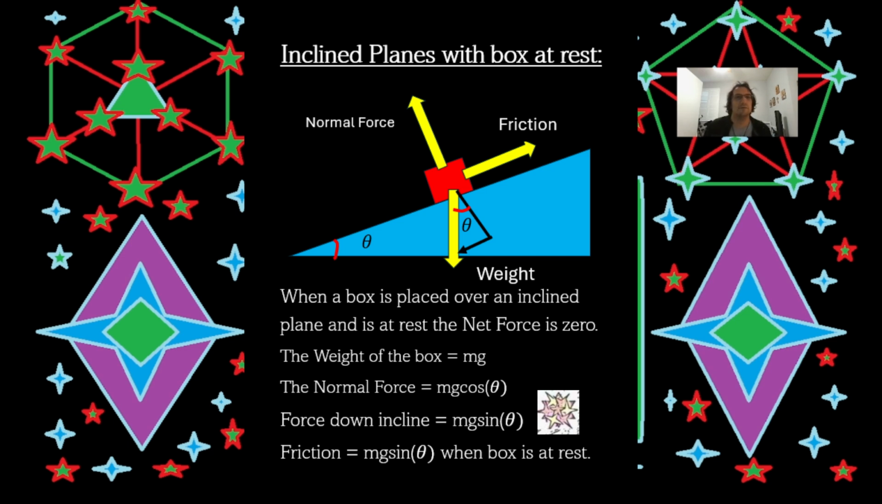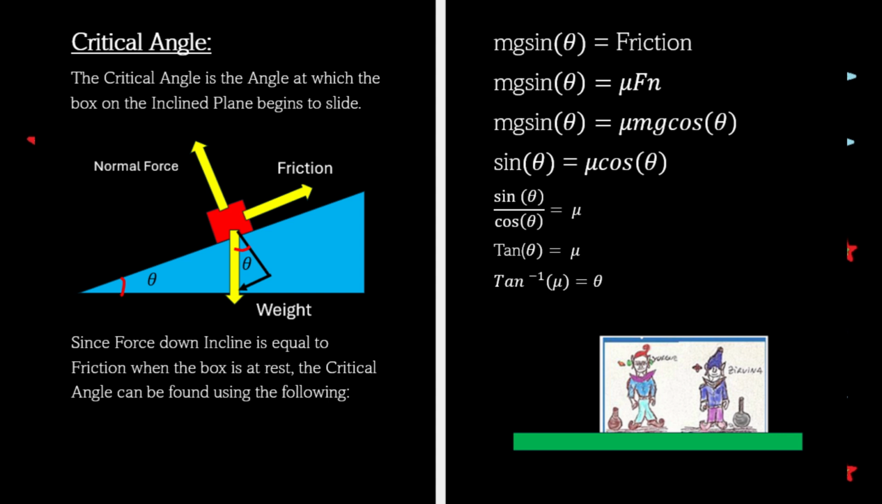Critical angle. The critical angle is the angle at which the box on the inclined plane begins to slide. So you agree with me that if the box is at rest on the inclined plane, there will be an angle on the incline where the box will begin to move. For any angle of the incline greater than critical, the box will move, and for any angle less than critical, the box will remain at rest. This angle can be found with the following.